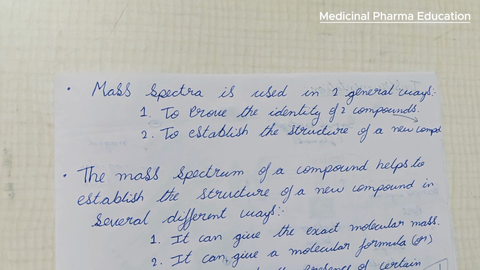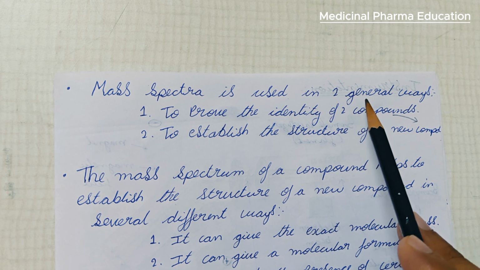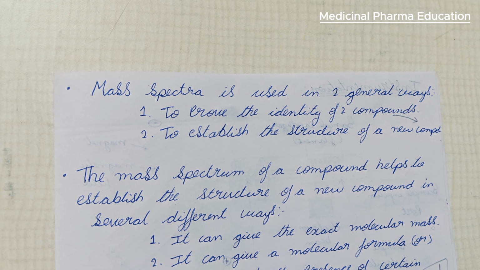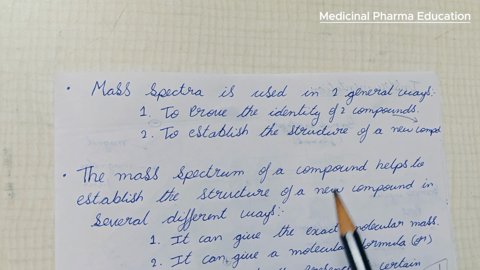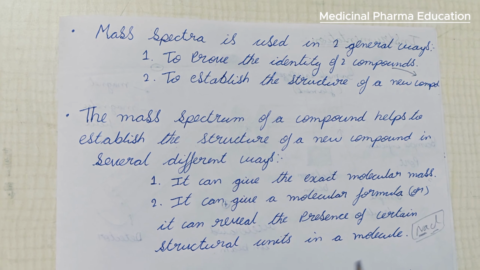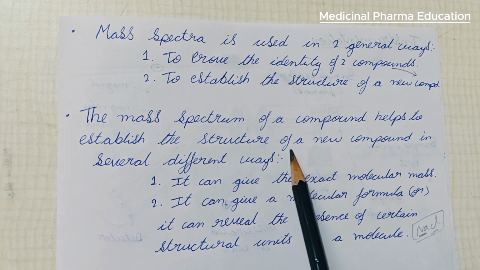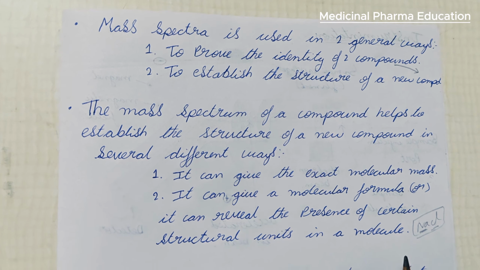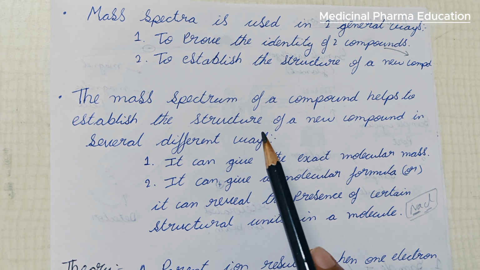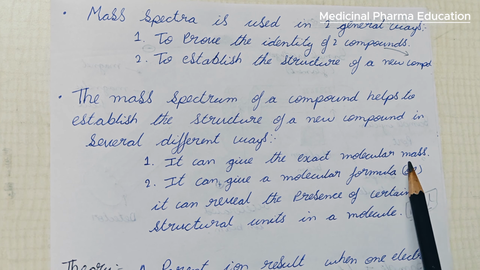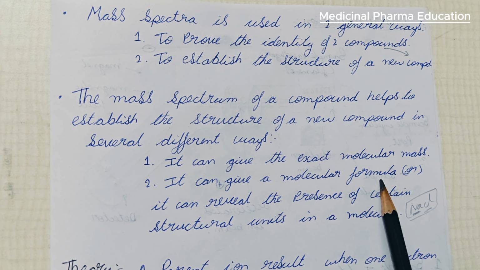See, next, the mass spectrum is used in two general ways. After the detection, there is production of a mass spectrum. We use it for identification of known compounds or to establish the structure of a new compound. First we identify the compound, or we establish the structure of the compound. The mass spectrum of the compound helps to establish the structure of a new compound in several different ways. Using mass spectroscopy, how does it establish the structure of a new compound? It gives the exact molecular mass, and it gives the molecular formula. By these two ways the new structure is established.